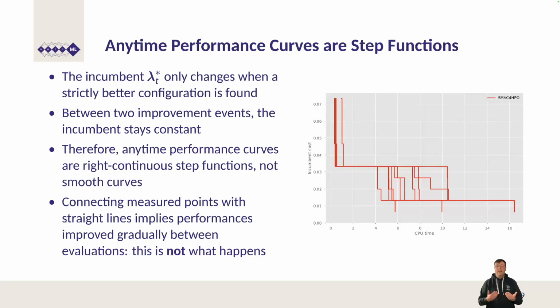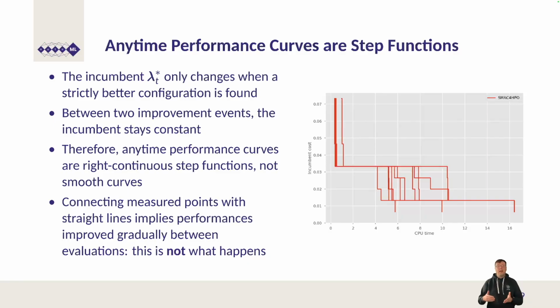Performance is flat and then it steps down. This has a direct implication for plotting. Connecting the points where improvements occur with straight lines implies that performance improved gradually between those events, as if the system was continuously getting better in between. This is not what happened. The system found nothing better during that interval.